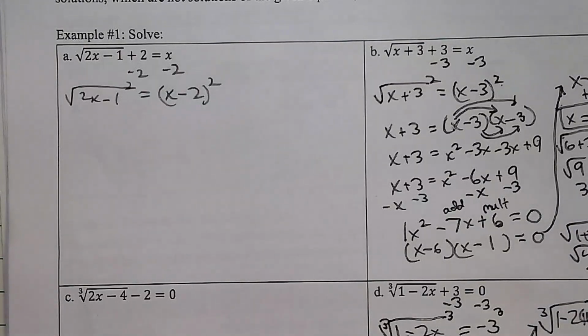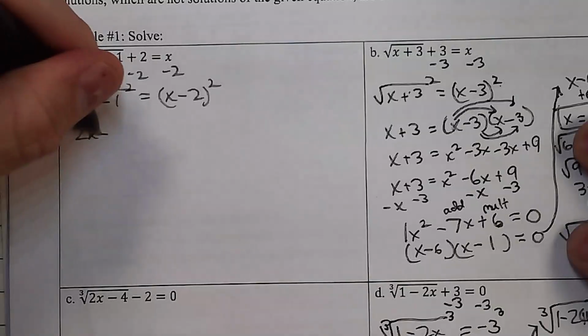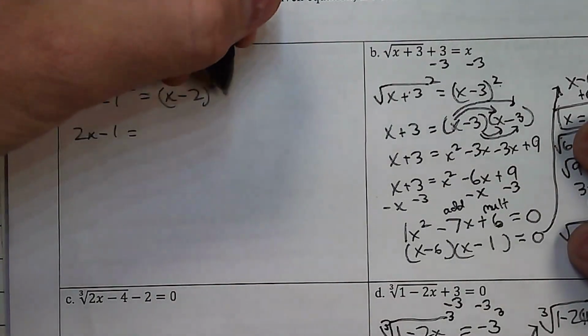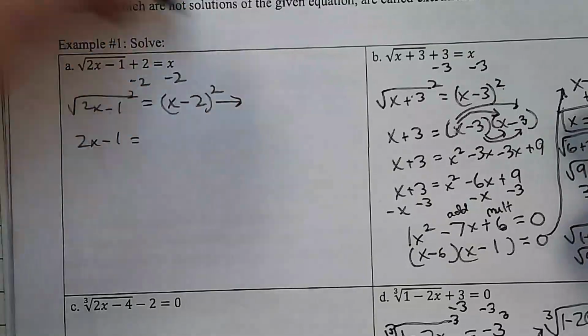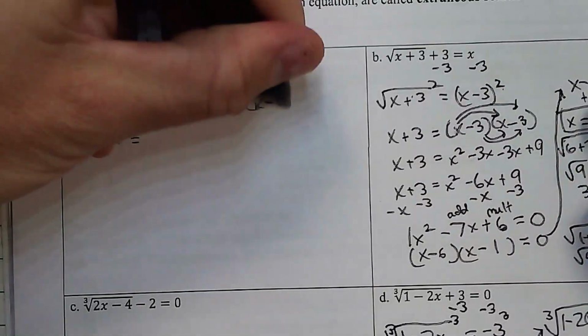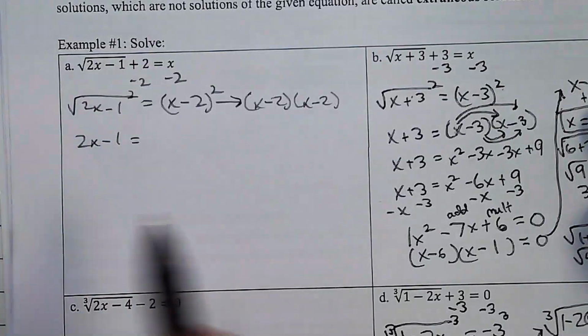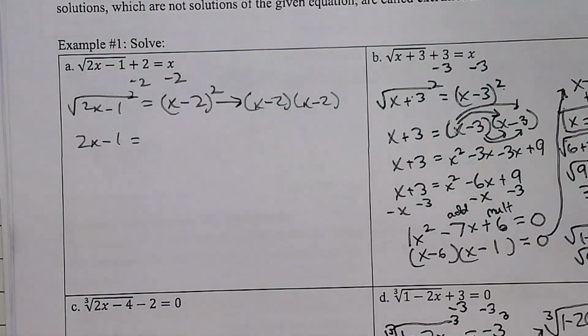So 2x minus 1 equals, x minus 2 squared means what? Yeah, x minus 2 times x minus 2. So it's this thing times itself again. So that's not much fun.